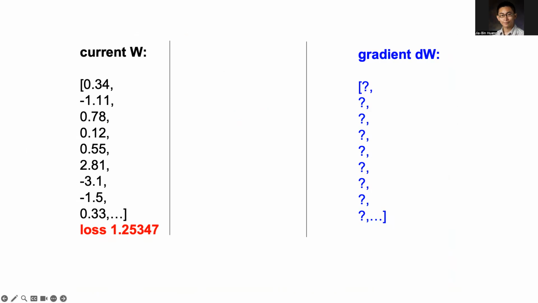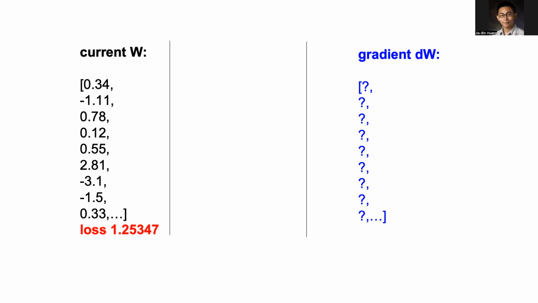Numerically, it looks like this. Imagine that your current W is just a vector. Your current weight has some values, and that has some loss. So how do I compute the derivative of each individual dimension? It looks like this.